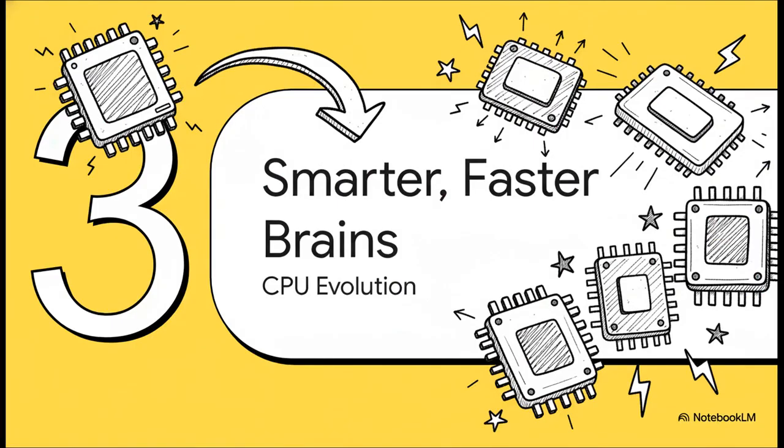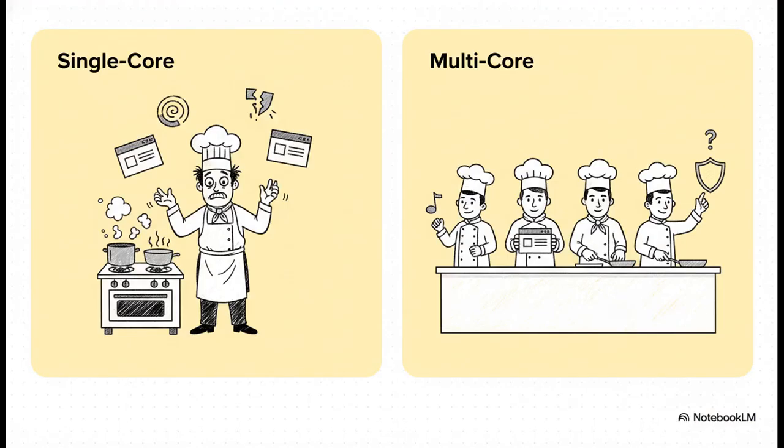Now, obviously, the CPU in your phone today is light years ahead of those early microprocessors. So how in the world did we get from there to here? Let's take a look at how these digital brains evolved to get so much smarter and so much faster. One of the biggest game changers was the jump from single-core to multi-core processors.